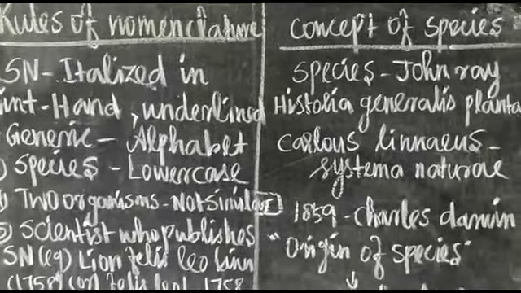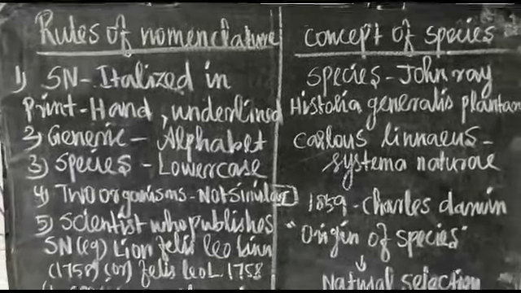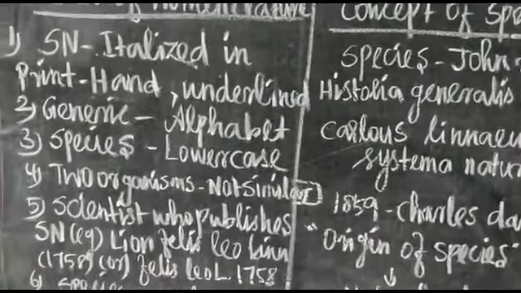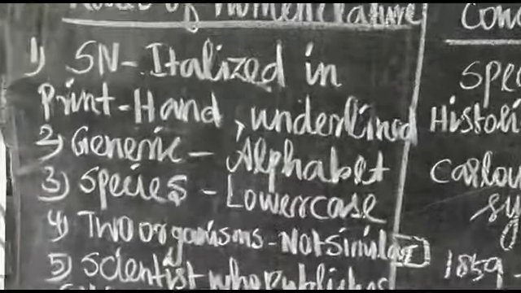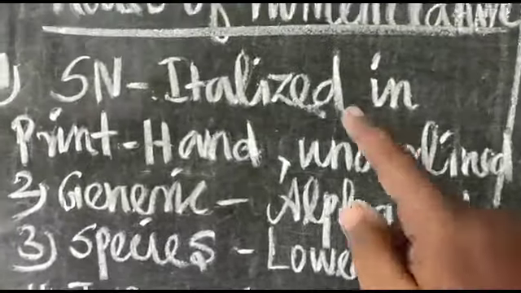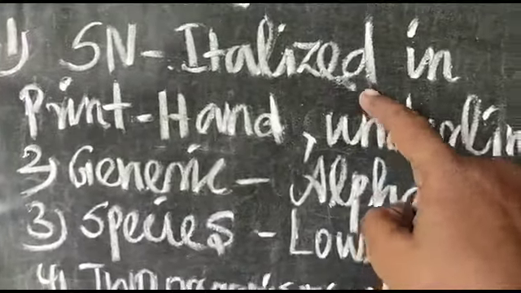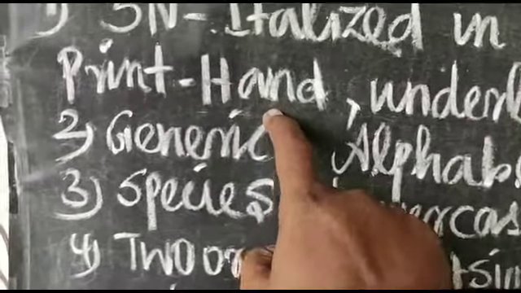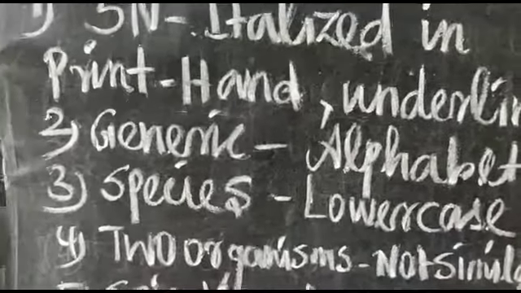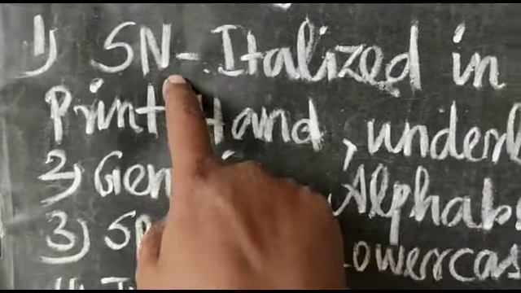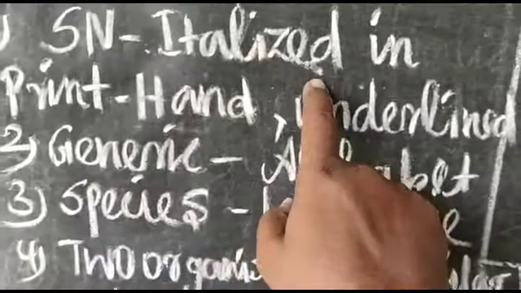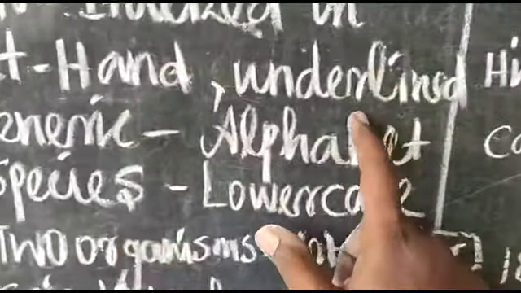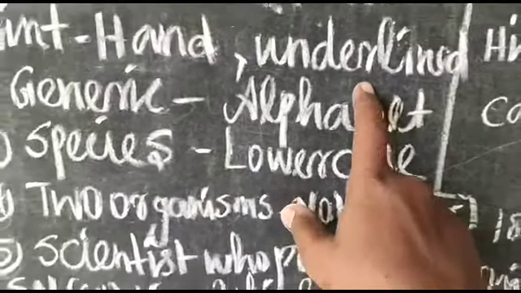Hi students, today we are going to see the rules of nomenclature and the concept of species. The first one, the rules of nomenclature: the scientific name should be italicized in printed form, and if handwritten, it should be underlined separately.